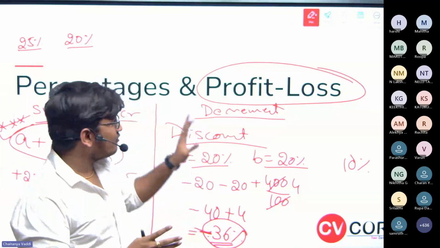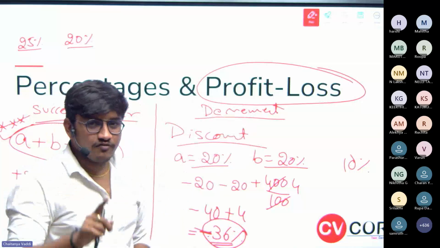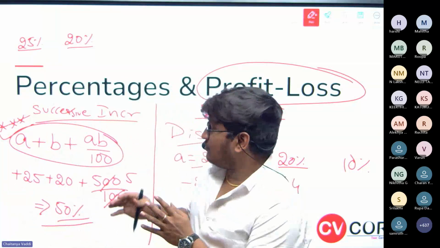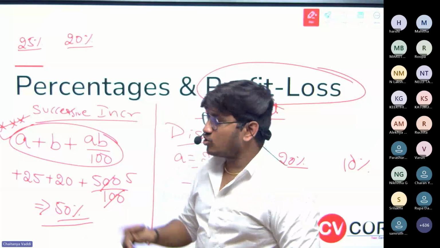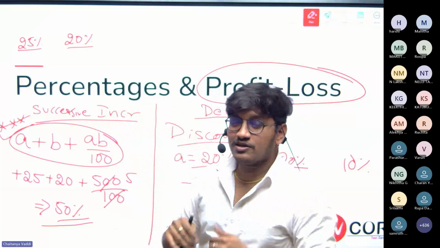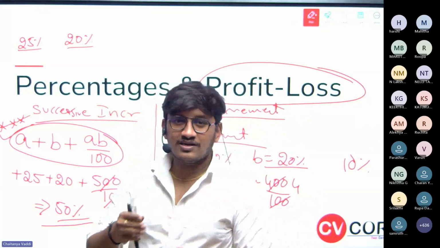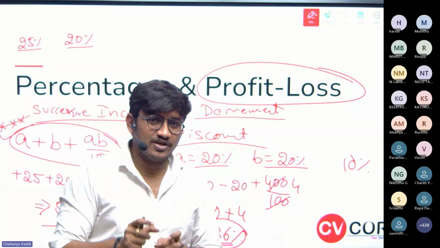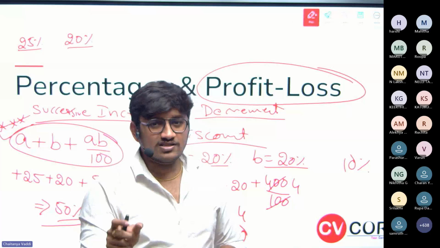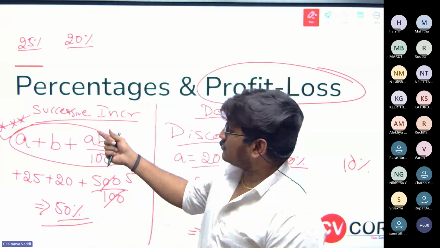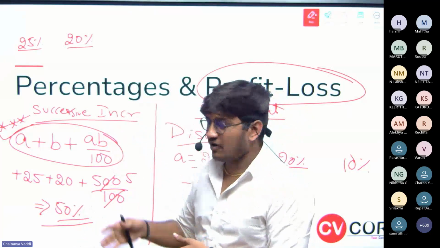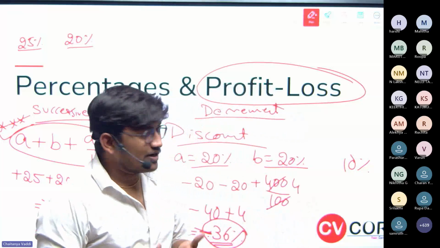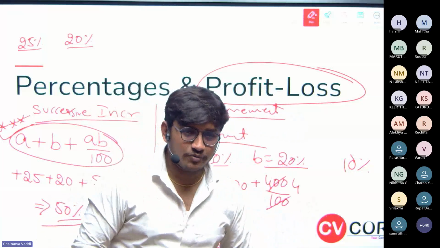Actually, at CV Corp, we used to deal with these two topics for 5 to 6 days, minimum 5 to 6 hours, to complete the percentage and profit and loss concepts completely. We don't have that time, so I'm just giving you the main key points and key shortcuts, which help you solve questions from percentages and profit and loss. If you want the complete concept, you can get it from the CV Corp YouTube channel.